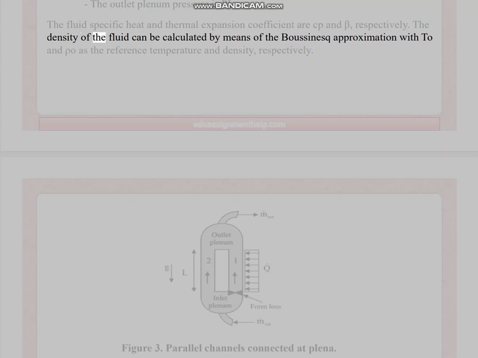The density of the fluid can be calculated by means of the Boussinesq approximation with T0 and ρ0 as the reference temperature and density, respectively. Figure 3. Parallel channels connected at plena.